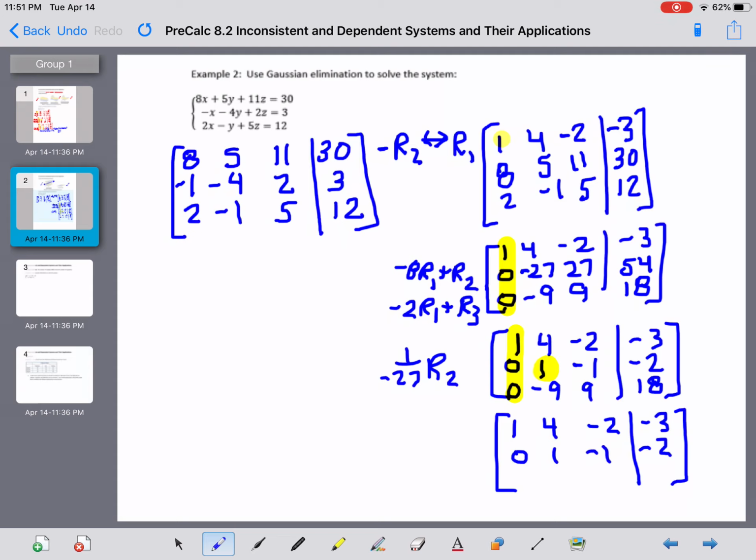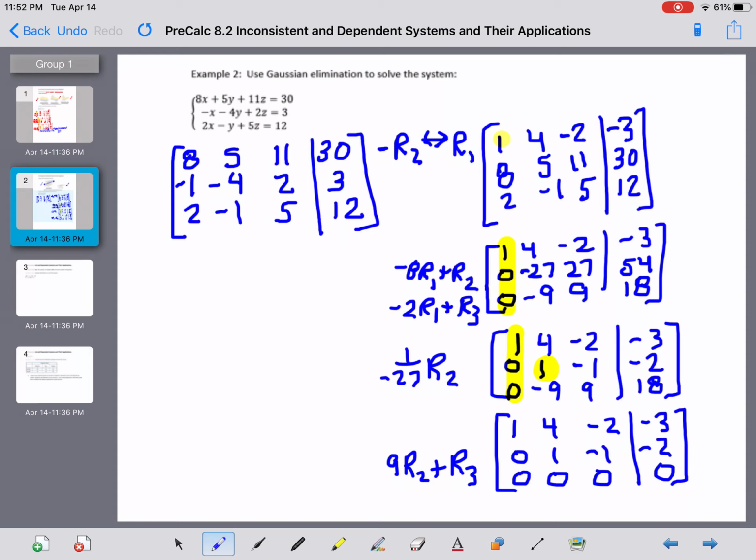I'm going to do 9 times my row 2 and add it to row 3 so that I can get my 9 and my -9 to cancel. So on my second row, 0 times 9 is 0, plus 0 beneath it is 0. In the second row, second element, 1 times 9 is 9, plus the -9 beneath it is 0. On the third element there, 9 times negative 1 is negative 9. Add it to the 9 beneath it, and I get 0. And finally, in the last column, 9 times negative 2 is negative 18. Add it to the 18 beneath it, and I get 0.